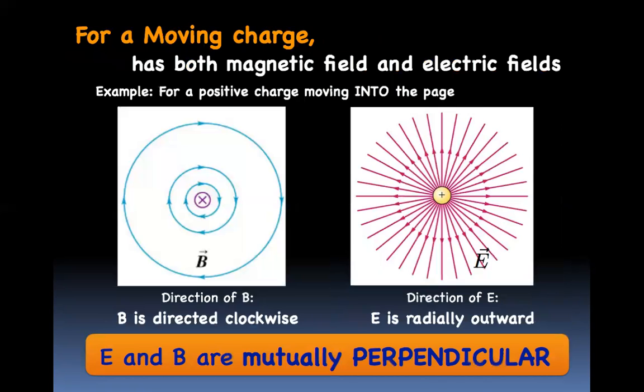A moving charge produces both magnetic and electric fields. For example, a positive charge that is moving into the page produces an electric field that is radially outward. At the same time, there is a magnetic field that is directed clockwise. Notice that the electric field and the magnetic field are mutually perpendicular to each other.